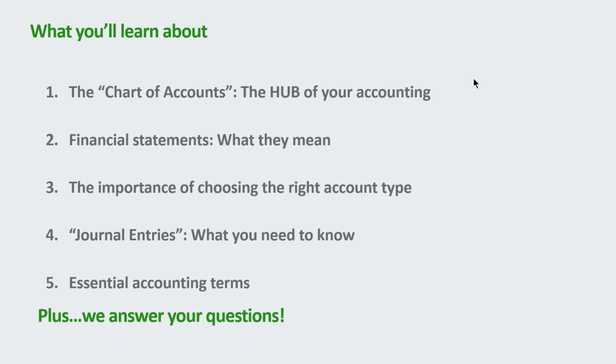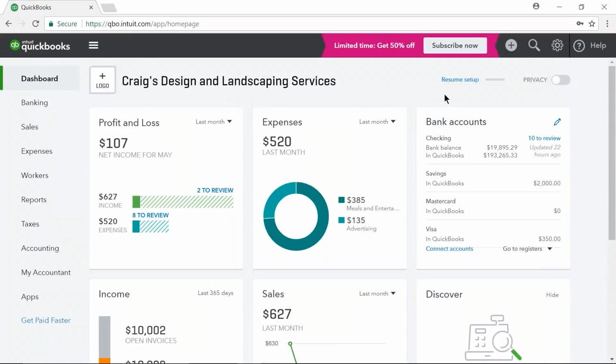I'm going to open up my QBO company in the background right here. And let's discuss the chart of accounts, because that's the keystone to this entire class, is understanding the chart of accounts and how it works and how it influences your various financial statements and all that. So you're going to be able to find your chart of accounts at any time by clicking on accounting over here on the left-hand side.